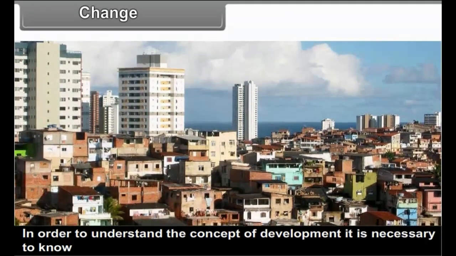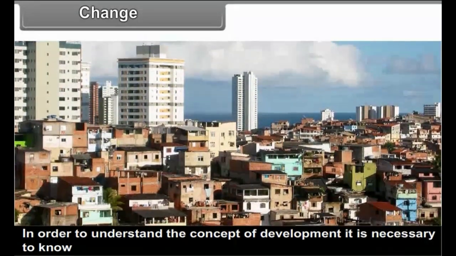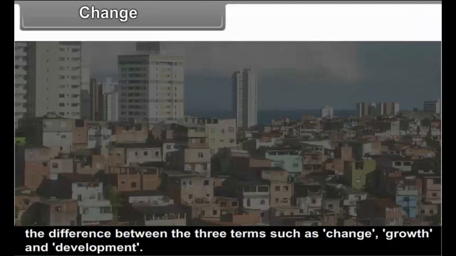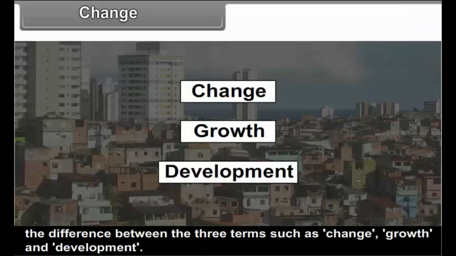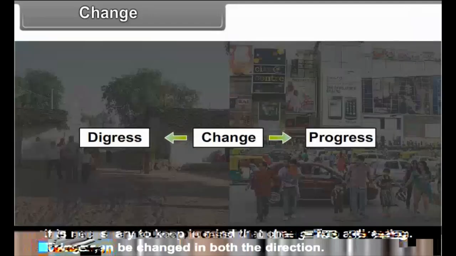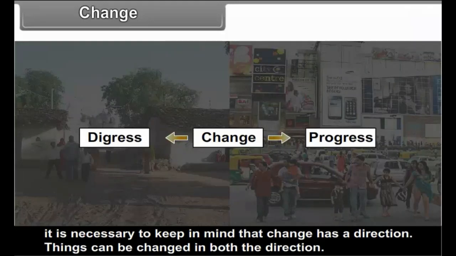In order to understand the concept of development, it is necessary to know the difference between the three terms such as change, growth, and development. Change is a natural process. With time, conditions change. However, it is necessary to keep in mind that change has a direction.